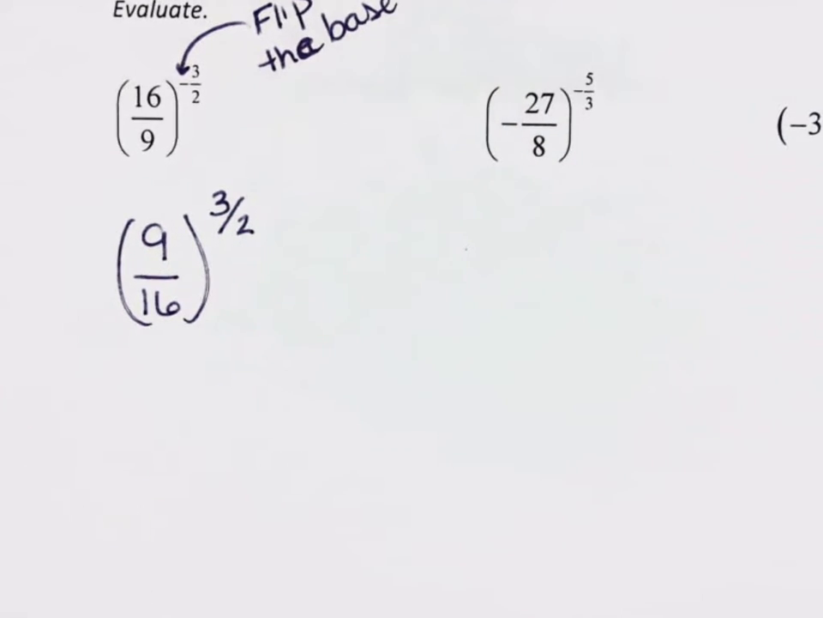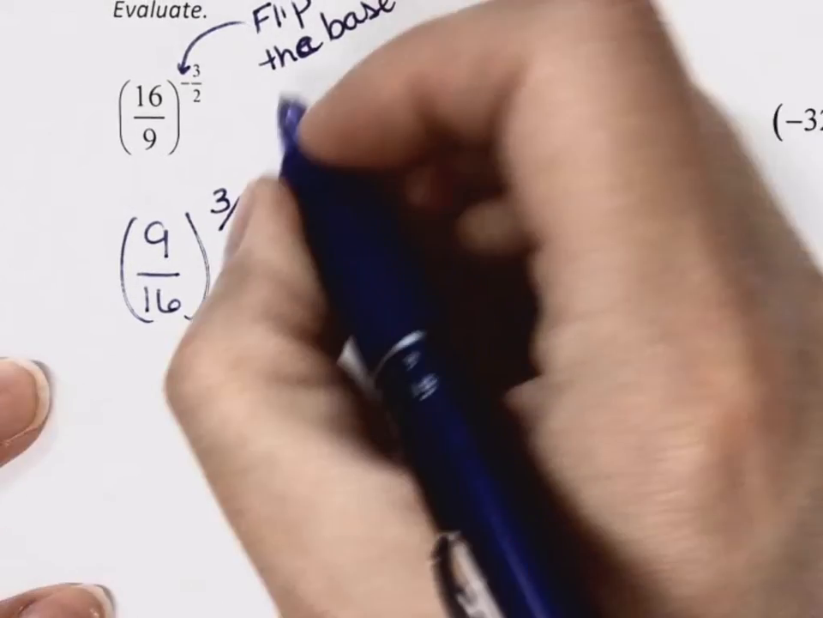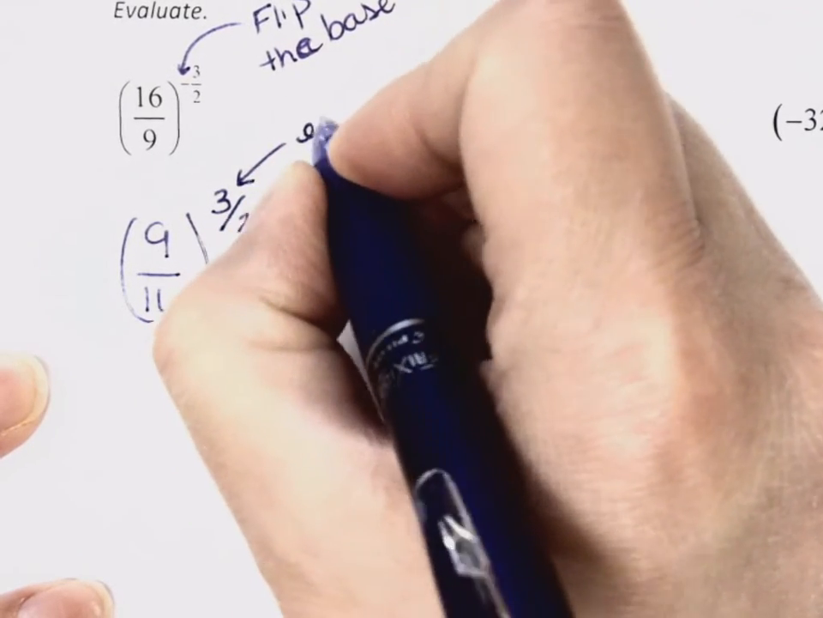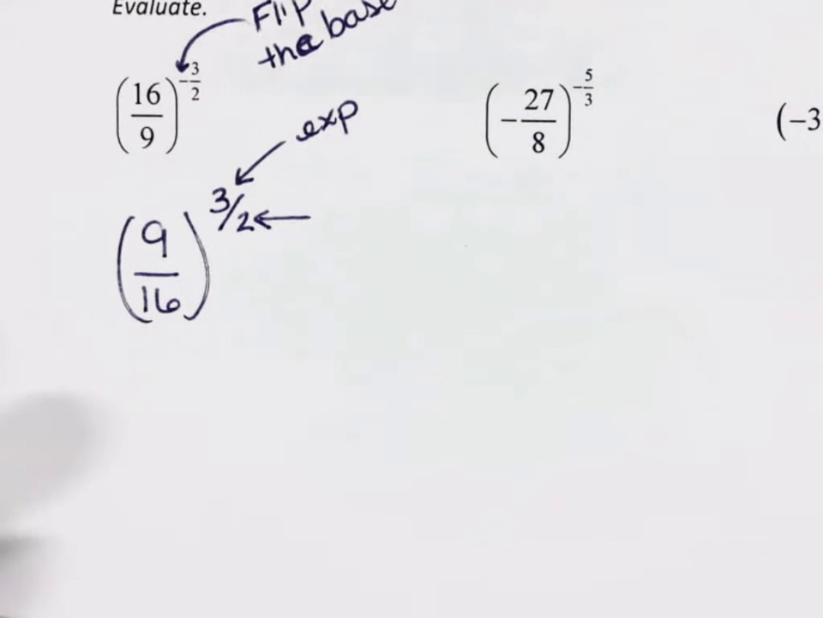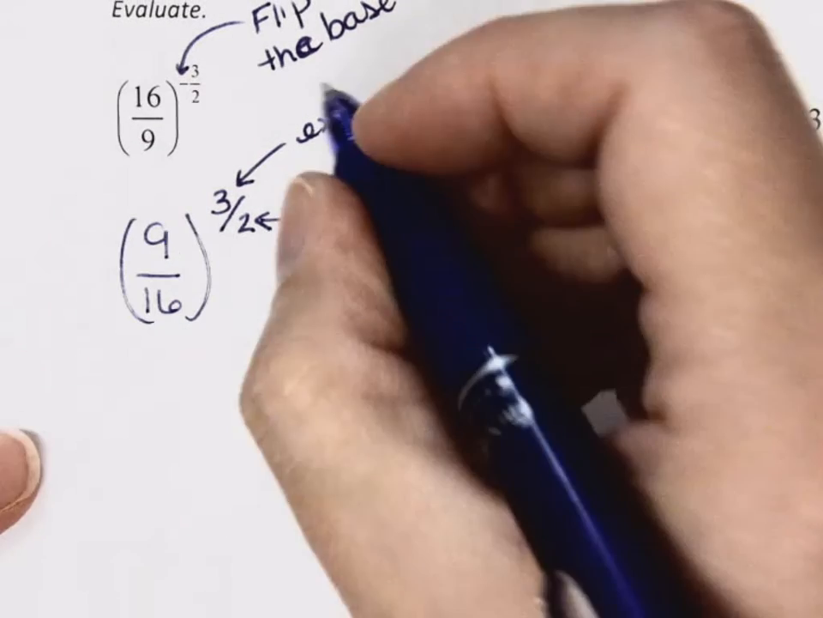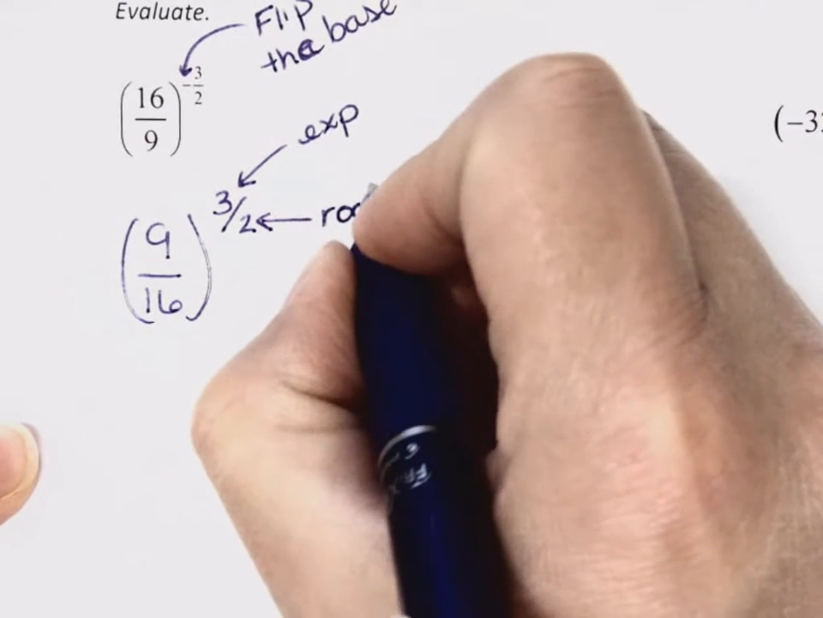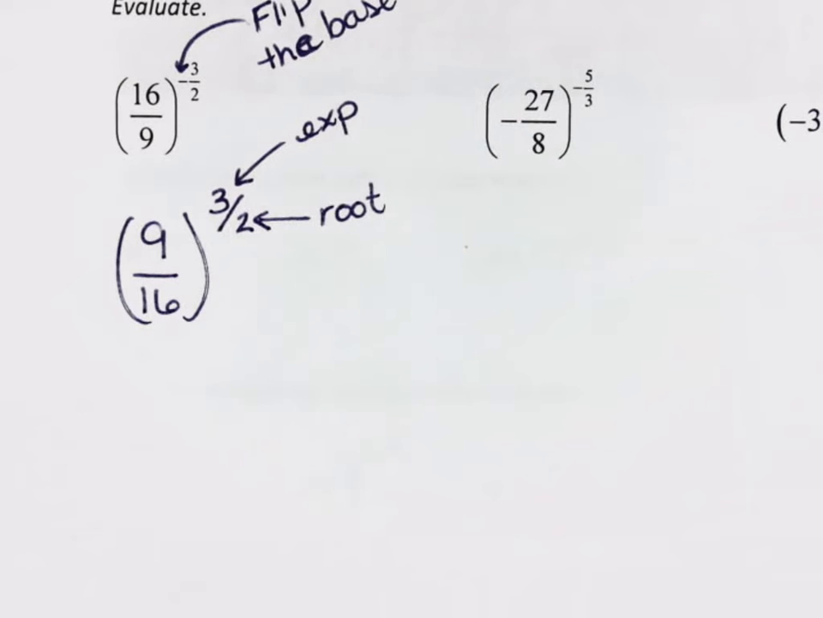It's 3 over root 2. So 3 over root 2, what does the 3 tell me? That tells me what kind of exponent I'm dealing with. And the denominator tells me the root. I really hope the rest of you are just being quiet and that you do remember this.